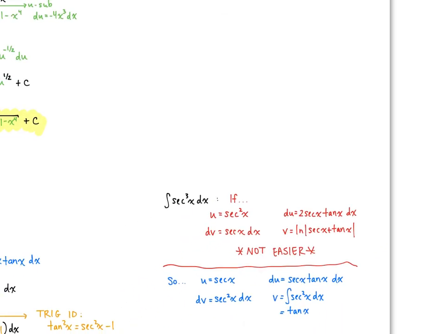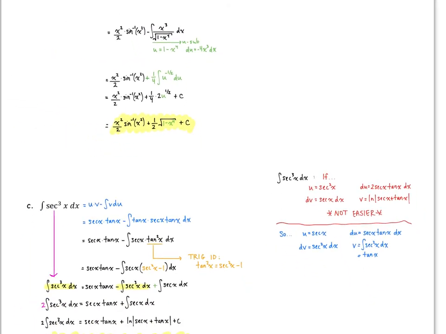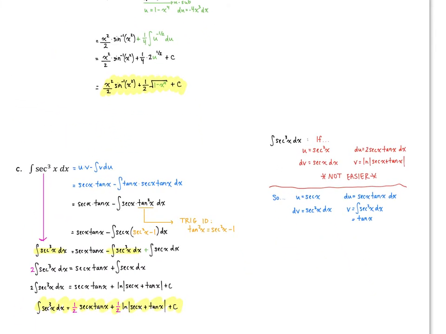Well, to make it a little easier, I'm going to show everything and walk through it all and zoom in. To make things a little easier, if we let u be secant of x, then du is secant tangent. If dv is then what's left over, secant squared of x dx, then integrating that, we know how to do that, and it's much nicer. It's just the tangent of x. So v is the tangent of x, okay?